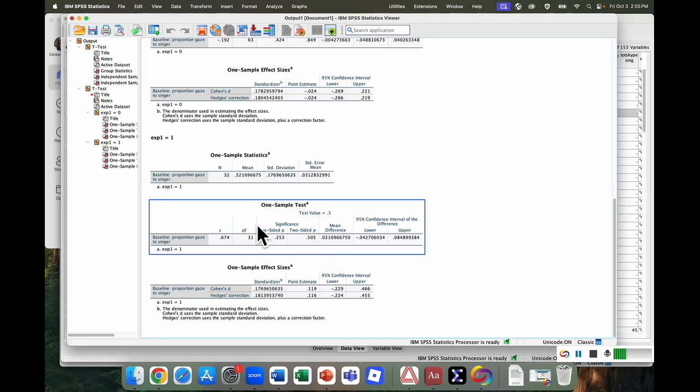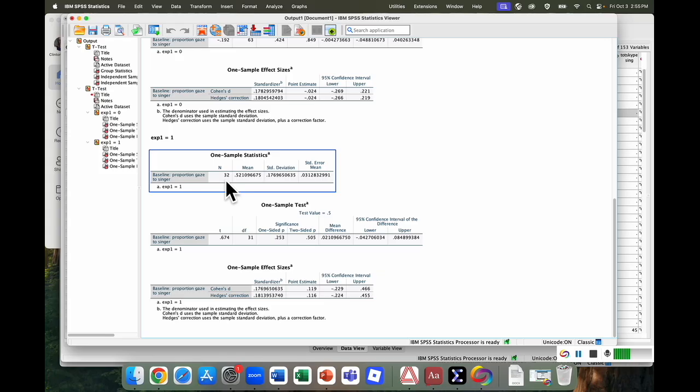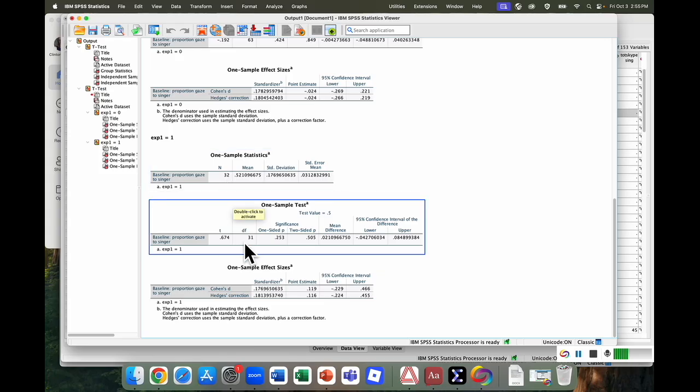Our degrees of freedom are 31 because our sample size is 32 and we lose a degree of freedom for every test we conduct. So in this case, we would say that the t with degrees of freedom of 31 equals 0.67 with p equals 0.51.